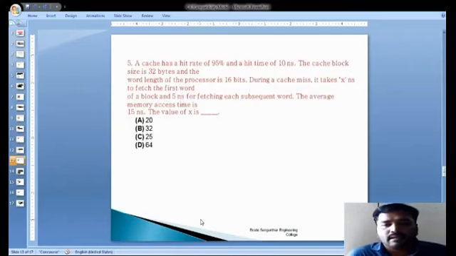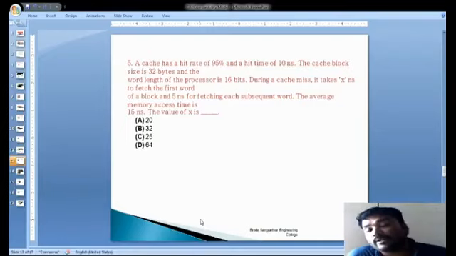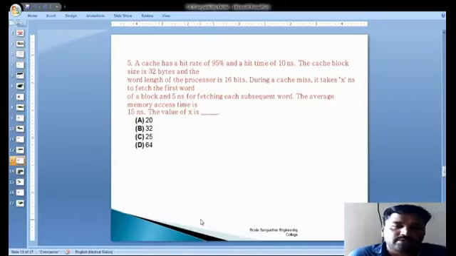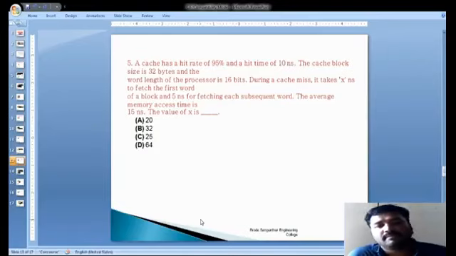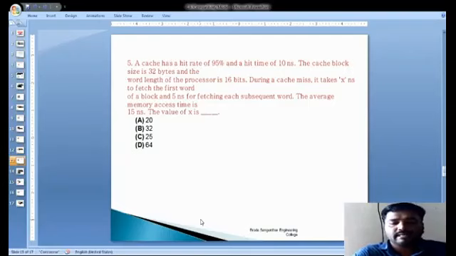So okay, next, we'll put it in this way. They are asking the x value in this. So what is x? We will see. The cache has a hit rate of 95% and hit time of 10 nanoseconds. The cache block size is 32 bytes and the word length of the processor is 16 bits. During a cache miss, it takes X nanoseconds to fetch the first word of the block and 5 nanoseconds for fetching each subsequent word. The average memory access time is 15 nanoseconds. Find the value of X.